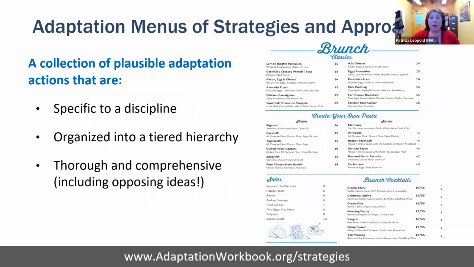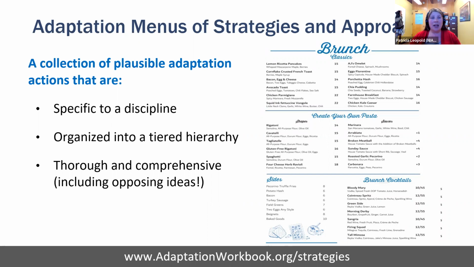So just like a menu at a restaurant, you wouldn't order everything off the menu. It would be too much and a lot of it would go to waste, or maybe you don't even like it. So you really want to use the adaptation menus to pick the strategies and the approaches that make the most sense for meeting your goals and objectives and addressing the climate change impacts that are relevant to your particular location. So there's a number of adaptation menus out there, and they're all specific to a particular discipline. I'll talk more about this later.